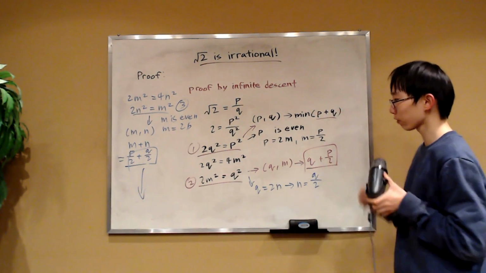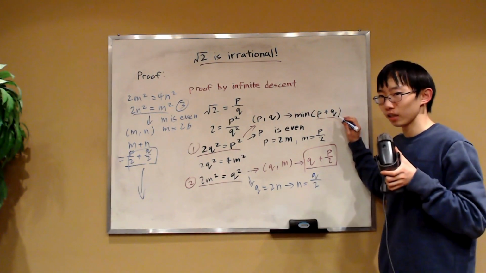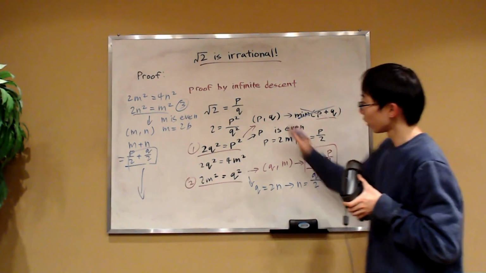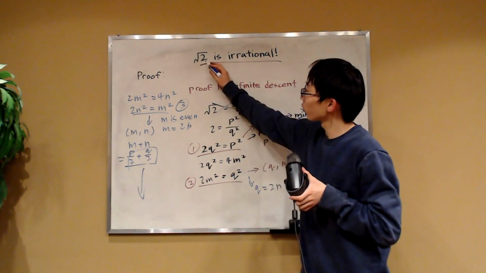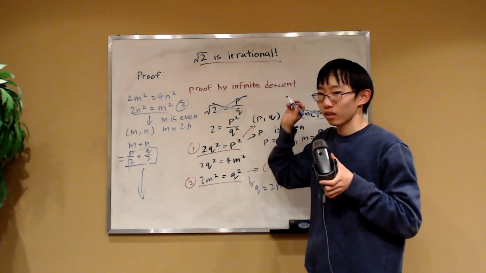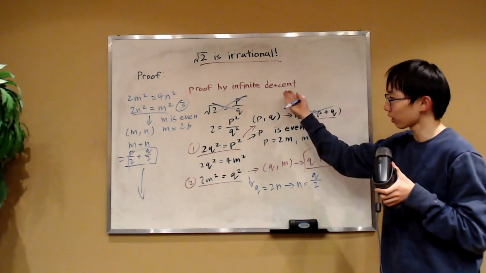But we claimed at the start that there was a minimum sum. So therefore, we have derived a contradiction. And therefore, this claim of a minimal sum is not true. There is no minimal sum. But because this is not true, and therefore, root of 2 is irrational. It is not rational.